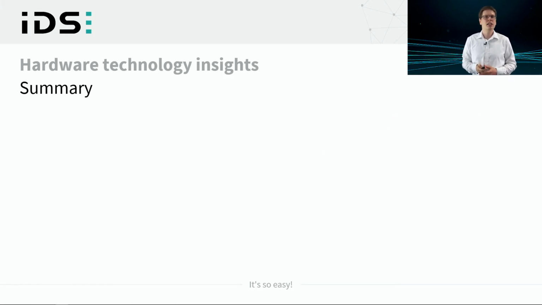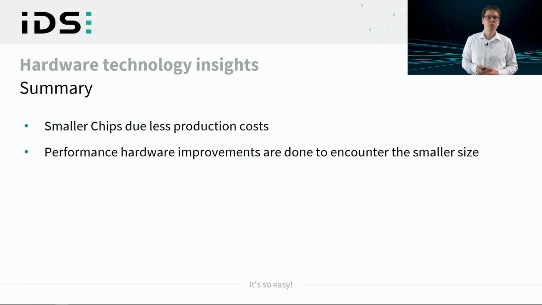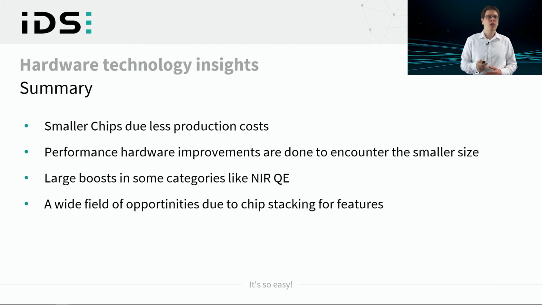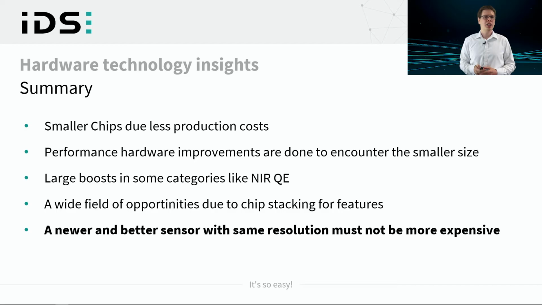Let's summarize the hardware aspects in short. Smaller pixel sizes means smaller sensor size with the same resolution. Smaller sensor chips means less production cost. A lot of hardware improvements are done to encounter the smaller pixel size. Large boosts are achieved in categories like the near-infrared quantum efficiency. Also, a wide field of opportunities for features is open with the chip stacking technology. And a newer and better sensor with the same resolution must not have higher production costs.